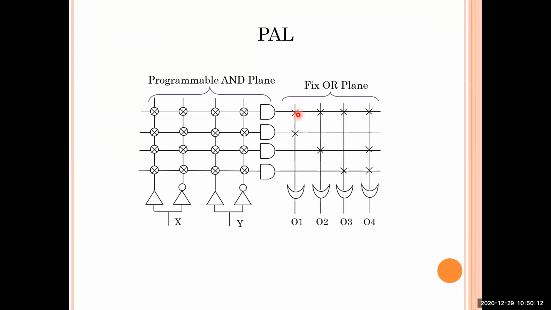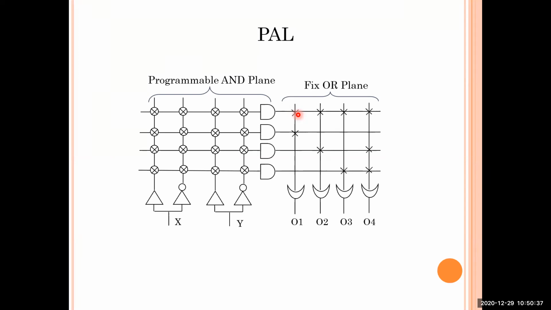Next, the main advantage of the PAL compared to the PLA. The PALs are simpler to manufacture. Whenever they are simple to manufacture, the cost of manufacturing also reduces. Therefore, they are less expensive compared to the PLA.